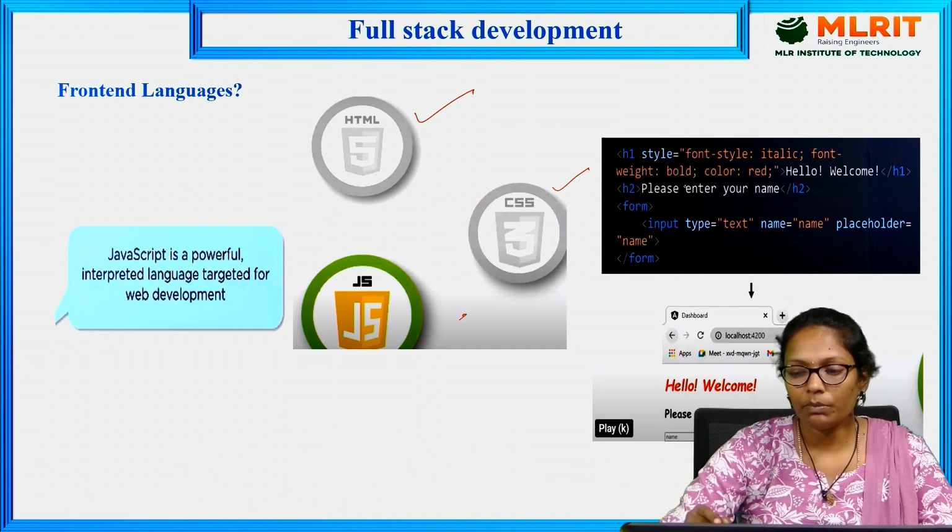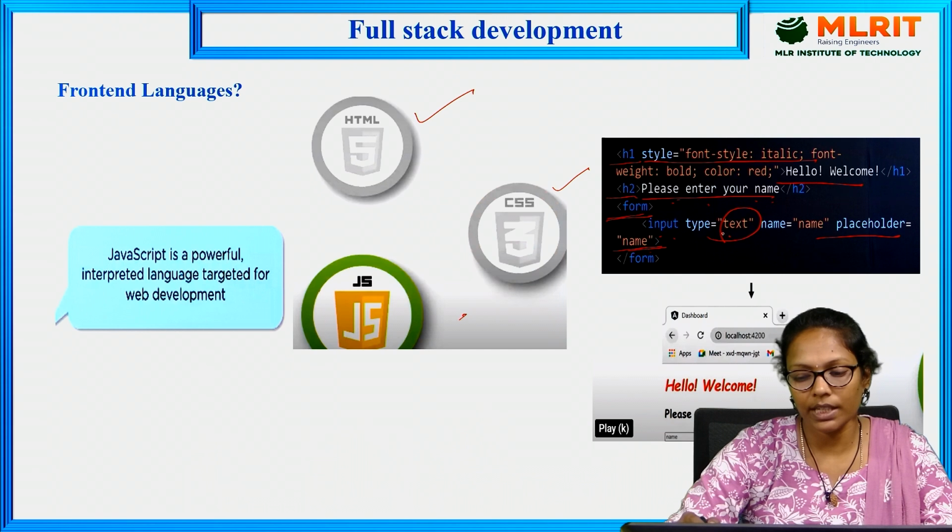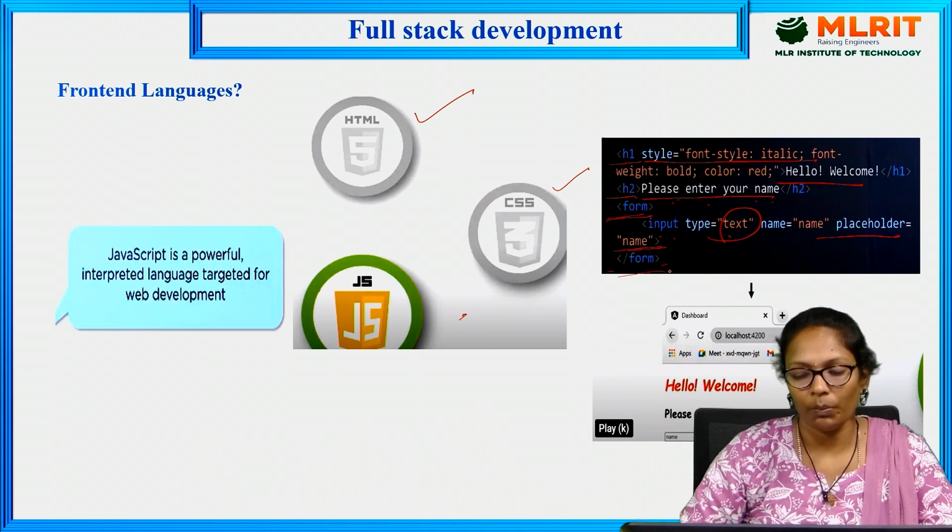So here, the same message I'm writing H1. We are providing some style for this, followed by the message hello welcome, and after that I'm providing one more heading, H2, please enter your name. And after this I'm creating a form field. So inside this form field, you're creating a text field. Input type is equal to text. The placeholder here is asking your name, so we should enter a name. Please enter your name. You should enter your name within this text field, and you're closing this form.